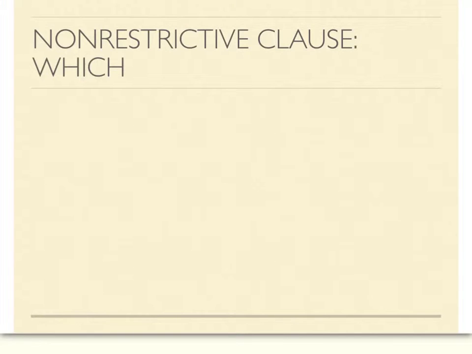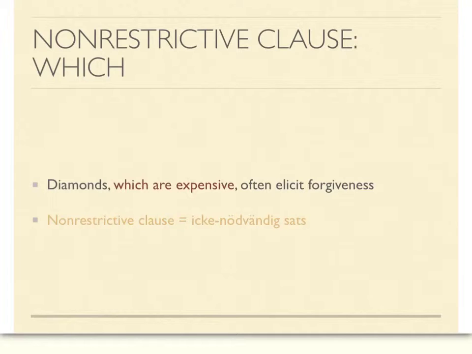In a non-restrictive clause, we use which. Diamonds, which are expensive, often elicit forgiveness. In this part here, we can take away which are expensive without changing the meaning. We can say diamonds often elicit forgiveness, and it has the same meaning as diamonds, which are expensive by the way, often elicit forgiveness. So here, which are expensive is a non-restrictive clause, and then we use which.